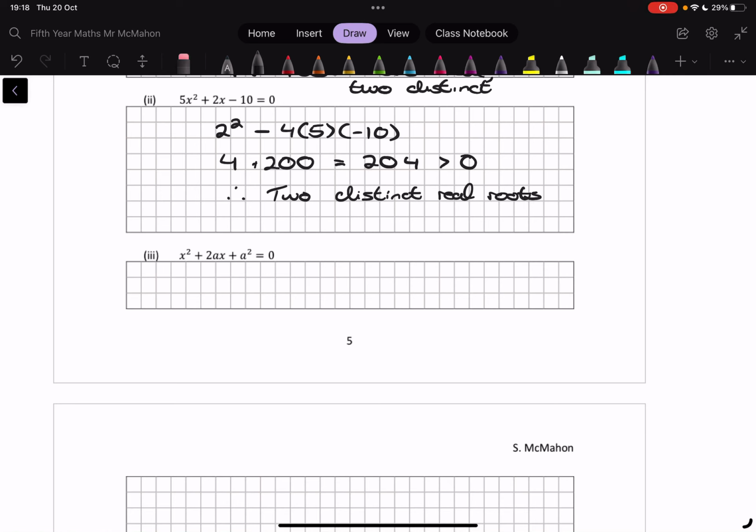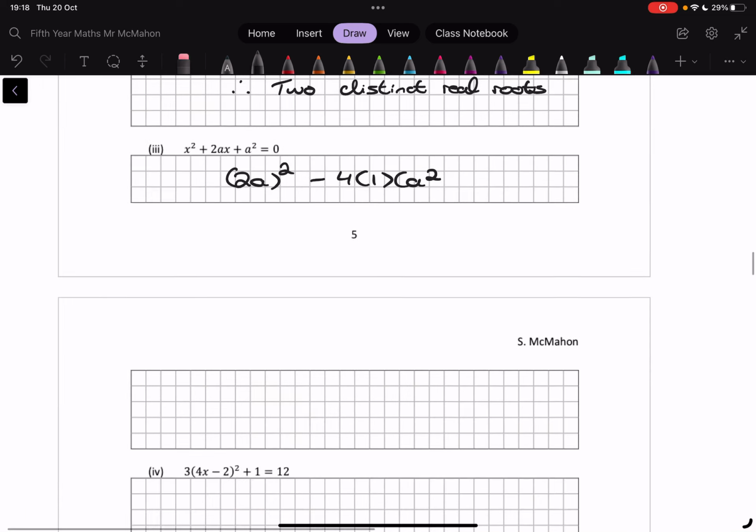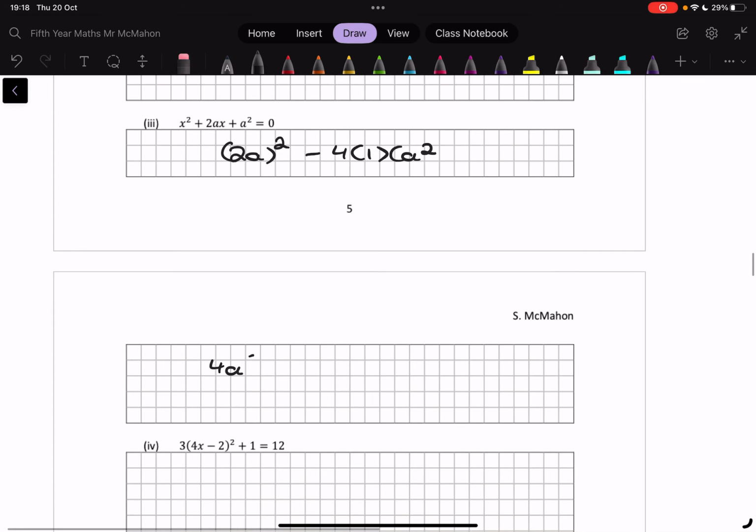Next part, we do the same again, and this time we're going to include that a. 2a squared minus 4 by 1 by a squared, and we will get 4a squared minus 4a squared, which is 0, and that means for us two equal real roots.